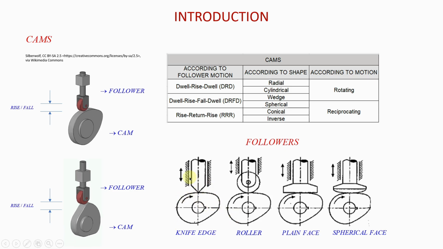What component do they have that makes contact with the cam? That is what tells us how to label the followers. When you just have a pointed edge like this, then this is a knife edge follower. When you have a roller used for contact with the cam, then that is a roller follower. If it is a flat face, then you will call it a plane face follower. If it is somewhat spherical at the point of contact with the cam, then you will refer to it as a spherical face follower. I hope that was clear.